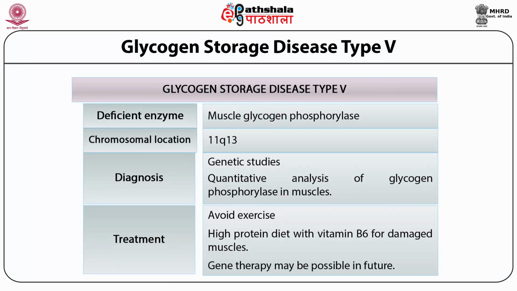Glycogen storage disease type 5. It is also known as McArdle disease, type 5 glycogenosis, myophosphorylase deficiency. It occurs due to deficiency in muscle glycogen phosphorylase. It is also known as myopathic glycogen storage disease since it affects mainly muscle tissues. Glycogen phosphorylase is also found in the hepatic tissue.